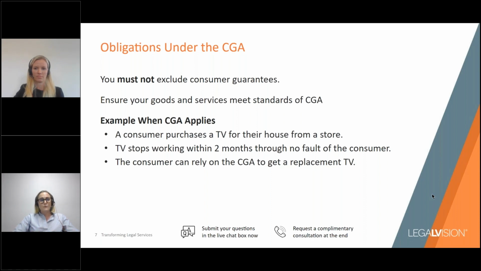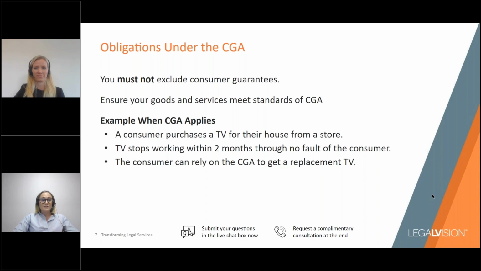Kathryn just ran through who a consumer is, so we know who is afforded these rights. But in what scenarios do these guarantees apply? An example scenario is where a person purchases a TV for their house from a store. And if the TV doesn't meet the guarantees set out in the CGA, for example, it's not of acceptable quality and it stops working within 2 months through no fault of the consumer, then the consumer can rely on the CGA to get a replacement TV or a repair or refund.